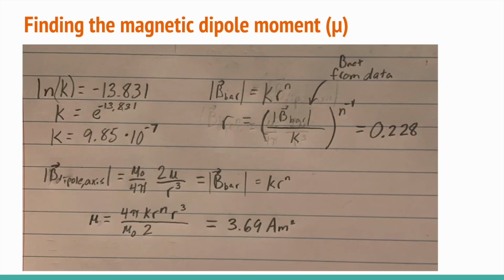So then using what we just learned from the last slide, we can determine the magnetic dipole moment. We know that ln k is equal to the intercept, which is negative 13.831. Now that we know what k is, we can determine what r is by using the value we got for the bar magnet's magnetic field, n, which was the slope, and put it into this equation, isolating r, and find that r is 0.228. Then using the equations for the magnetic field of a bar magnet and the dipole on axis, which are the same in this scenario, we can set these equations equal to each other and isolate the magnetic moment. When we do that and plug in all the values, we find that the magnetic moment is equal to 3.69 amperes meters squared.